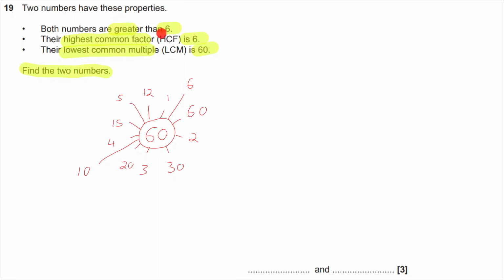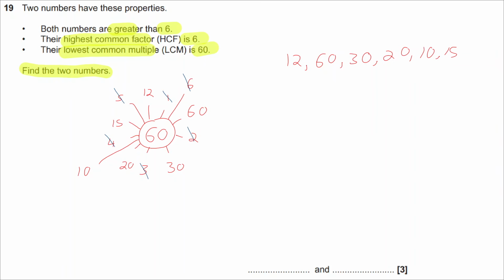Now the numbers have got to be bigger than 6, so you can't include these. You can't have 1, you can't have 6, it's got to be bigger than 6, you can't have 2, 3, 4, or 5. So at the moment we're left with 12, 60, 30, 20, 10, and 15.